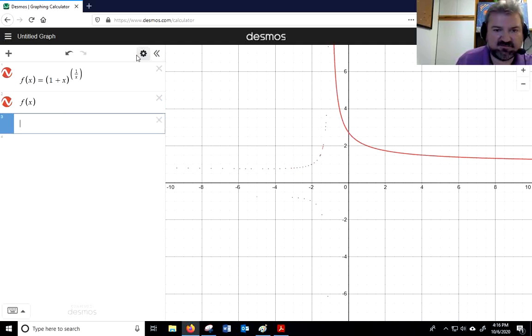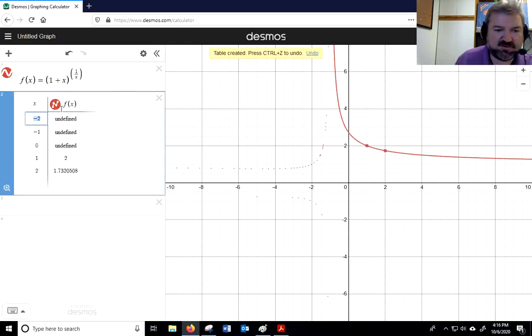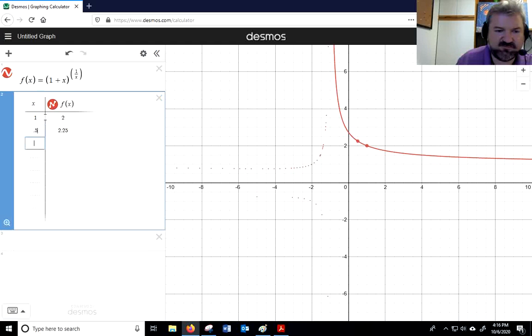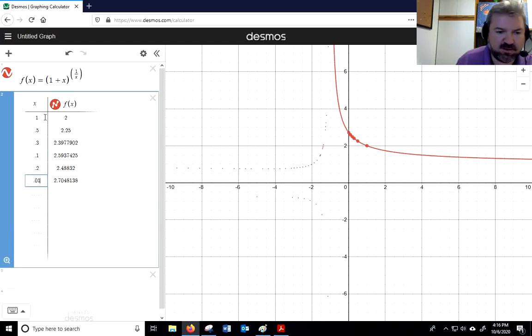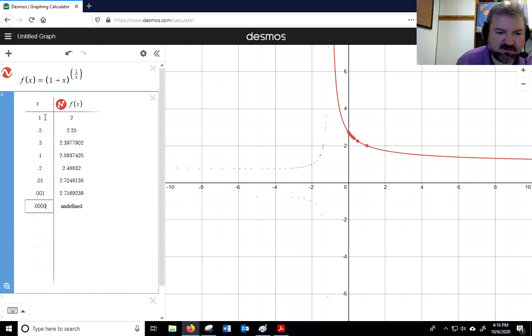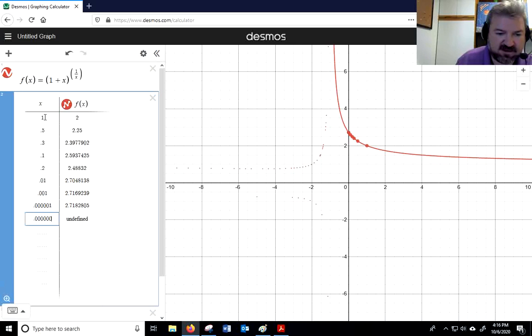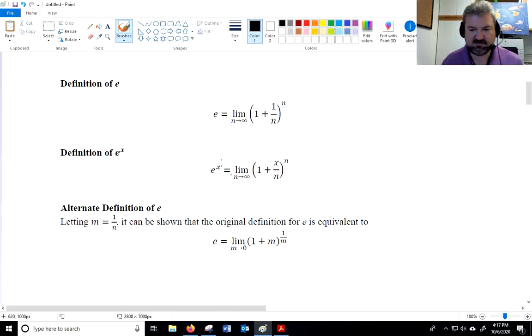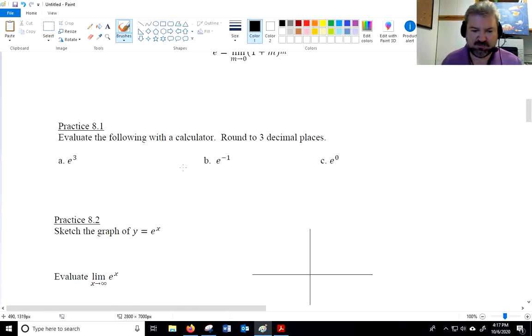And I'll again make a table of values. But this time we're going towards 0. So let me clear out all this first. I'll start with a 1, and then do 0.5, 0.3, 0.2, 0.1, 0.01, 0.001, and it's the same kind of thing. Now the limit as the value goes to 0 is also approaching e. So that's the alternate definition: we can express e as the limit as m goes to 0 of 1 plus m to the 1 over m.